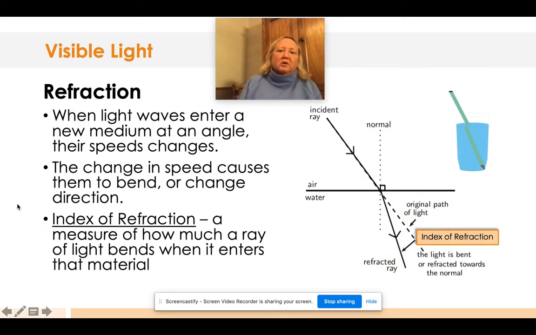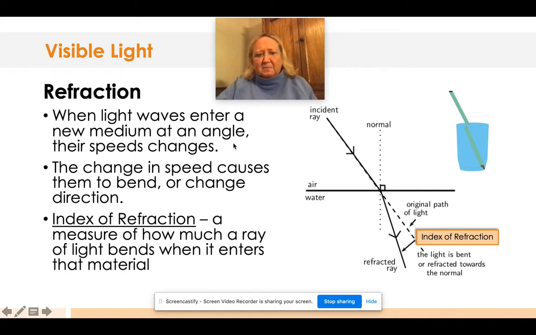Now we're going to look at refraction. Refraction, we've discussed a little bit. It goes along with reflection, and it is when light waves enter a new medium. Remember, during sound, we talked about medium being a solid, a liquid, or a gas. So when it enters a medium at an angle, the speed changes. If we look over here at this glass, the air is a gas, the water is obviously a liquid, so when the light hits it, it changes speed.